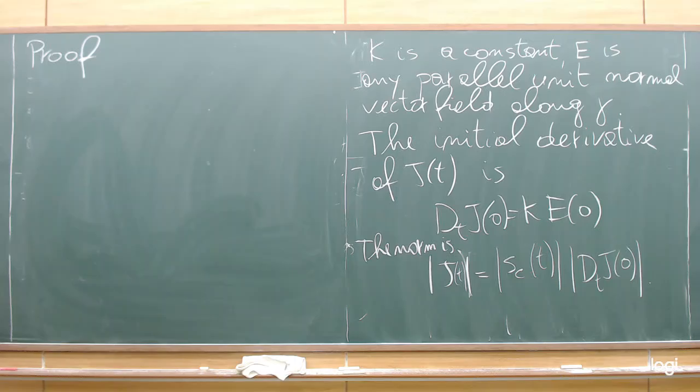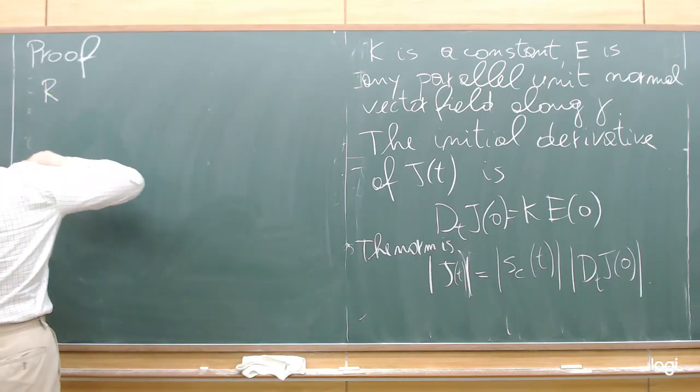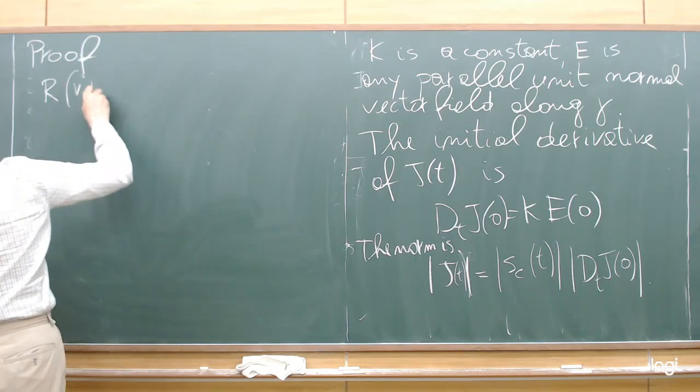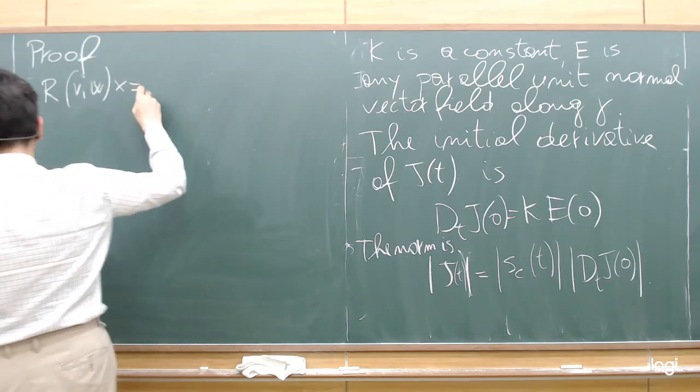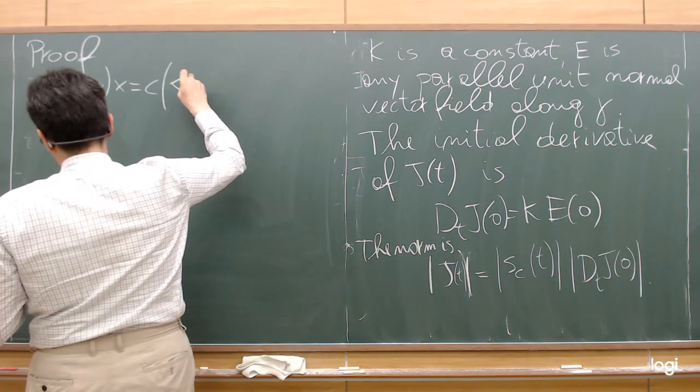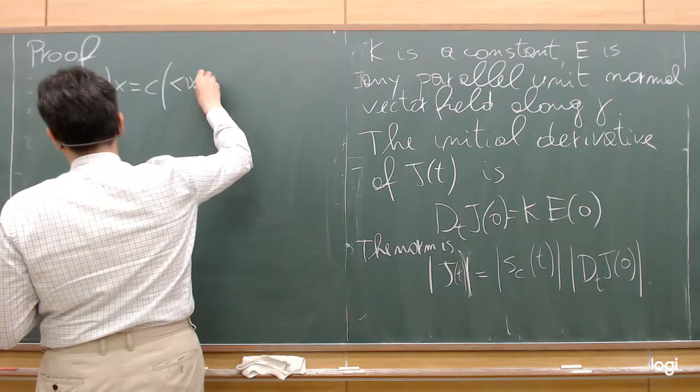So by hypothesis, the Riemannian manifold has a constant sectional curvature. So we have that the curvature endomorphism is given by this formula.